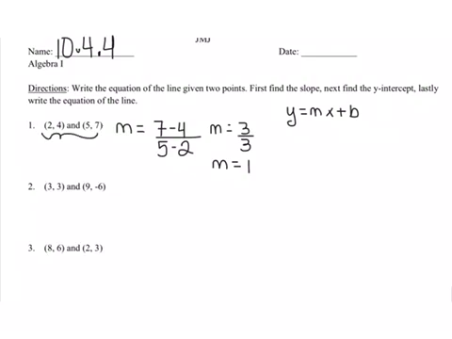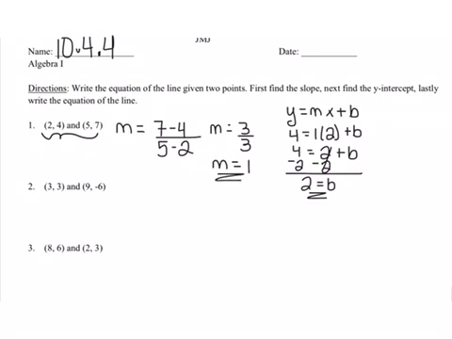I can pick either of these coordinates. I'm going to choose (2, 4). So I would plug 4 into y, 1 into my slope, 2 into my x, and I have to find that b value. So I go through my two-step equation, and I solve for that b value, which would be 2. I have my intercept, I have my slope, which means I can write the equation of that line as y equals 1x, which is really just x, plus 2.